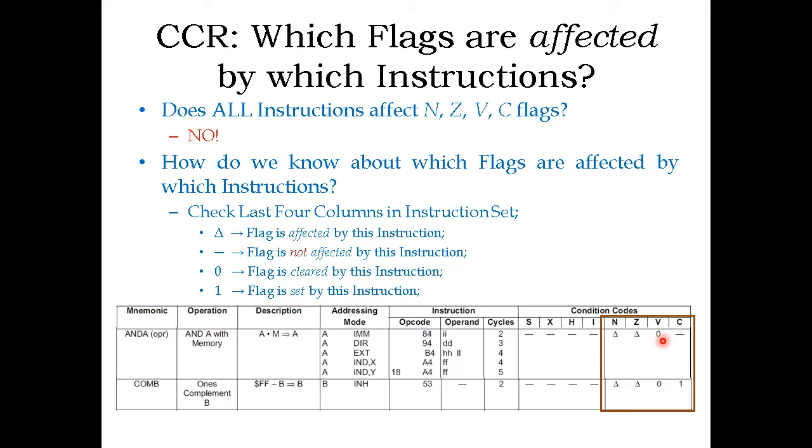The V flag is 0. That means no matter what the outcome of this operation is, the V flag will always be cleared by this instruction. And the C flag will remain unchanged because of this instruction. That means if the C flag were 1 before this instruction, it will still remain 1. If the C flag were 0 before this instruction, it will still remain 0 because it was unchanged. So that's how we can read, and we'll know pretty much which flags are affected by which instruction out of these 4.